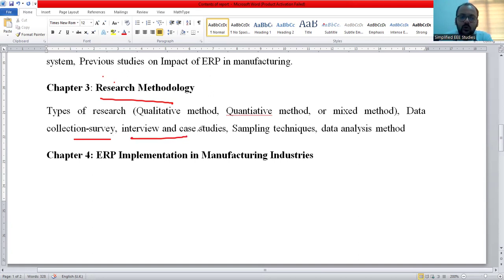Have you done interviews, or are you doing only case studies, or any other techniques you have used for data collection? Any analysis you have done? The entire idea should be clear: how you carried out the project.